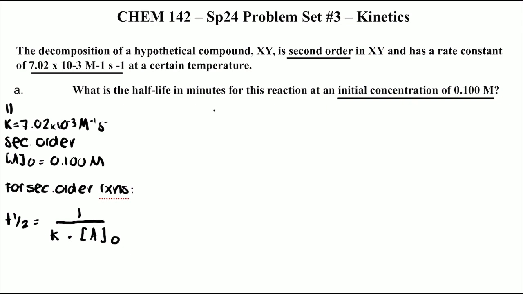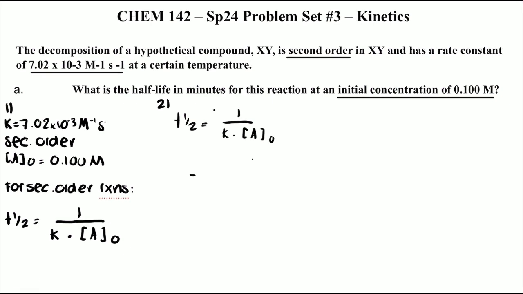The second step will be to input our values into our given formulas. So we know that the half-life of a second-order reaction is equal to 1 divided by the rate constant, K, multiplied by our initial concentration. And we know that our rate constant, K, is equal to 7.02 times 10 to the negative 3 inverse molar per second. And we know that our initial concentration is 0.100 molar. So now, we have inputted these values, and we are ready for step 3, which is doing the calculations and solving for the half-life.